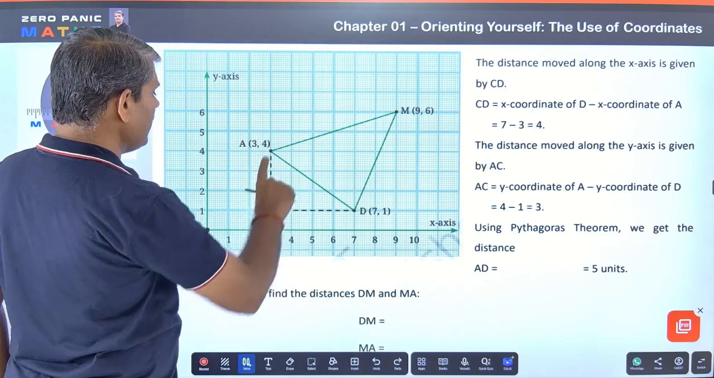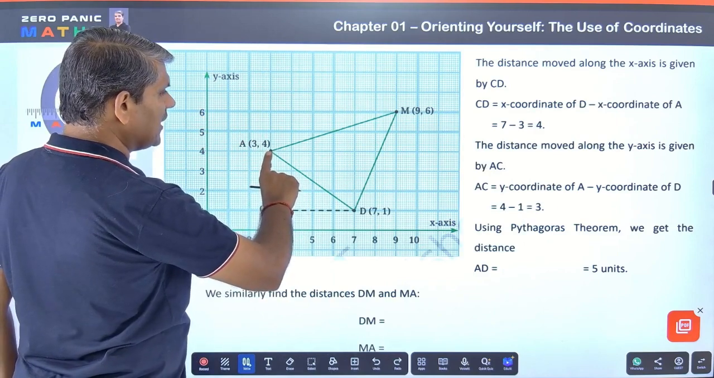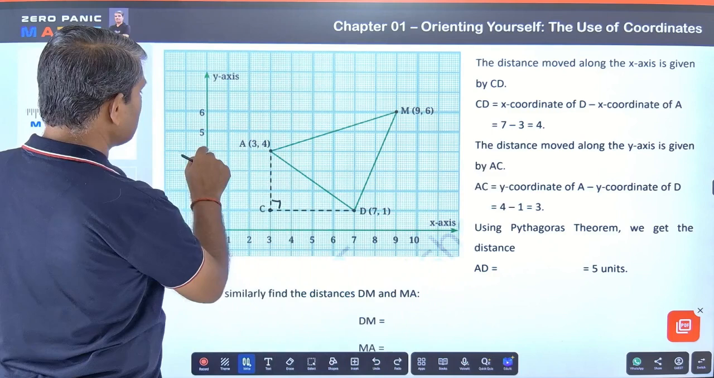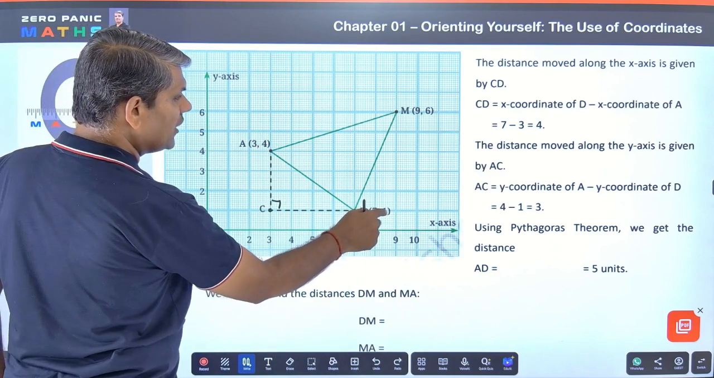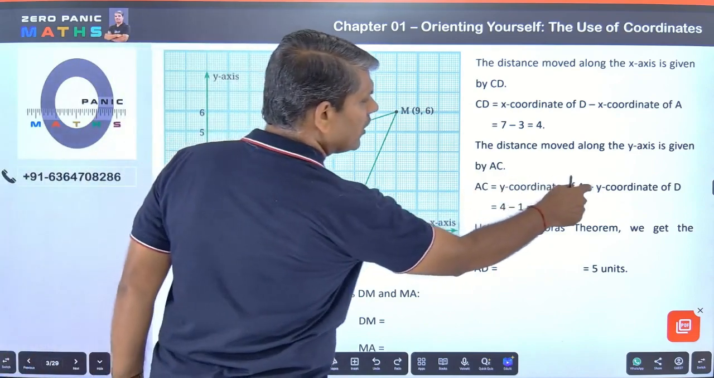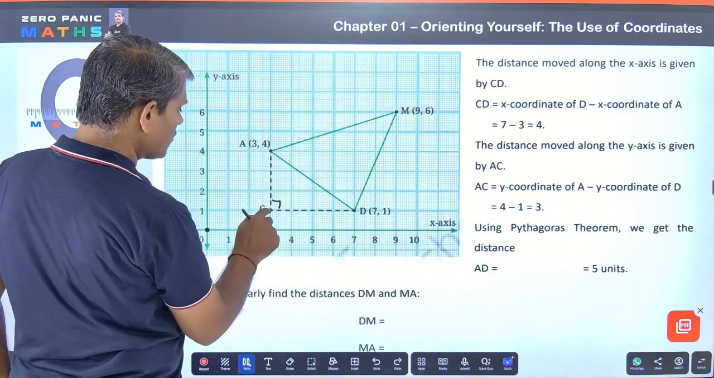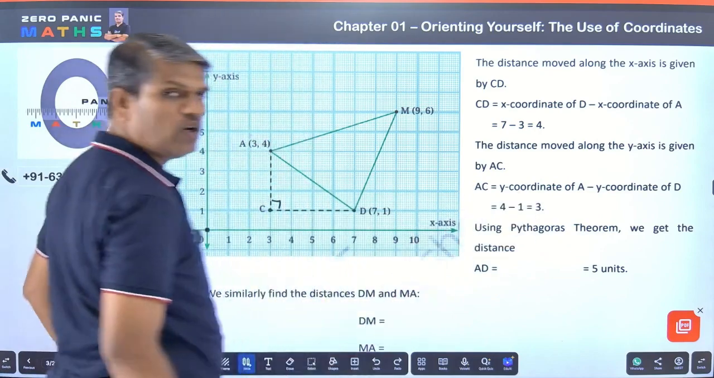Similarly, the distance moved along the y-axis is measured by AC. How do you find AC? It is the y coordinate of A minus the y coordinate of D. The y coordinate of A is 4, minus 1, and this gives me 3. Right? 4 minus 1 is equal to 3.